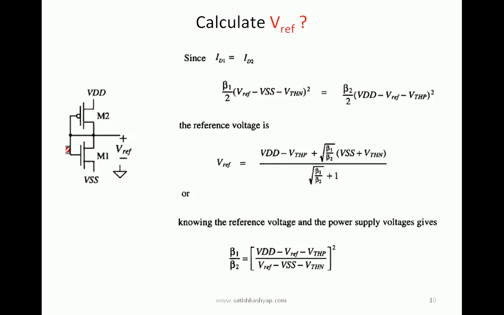So if we know the beta 1 by beta 2 ratio and the power supplies VDD and VSS, then you can calculate the V reference of the circuit. Otherwise, if you know the reference voltage and power supplies, then you can calculate the beta 1 by beta 2 ratio of the circuit.